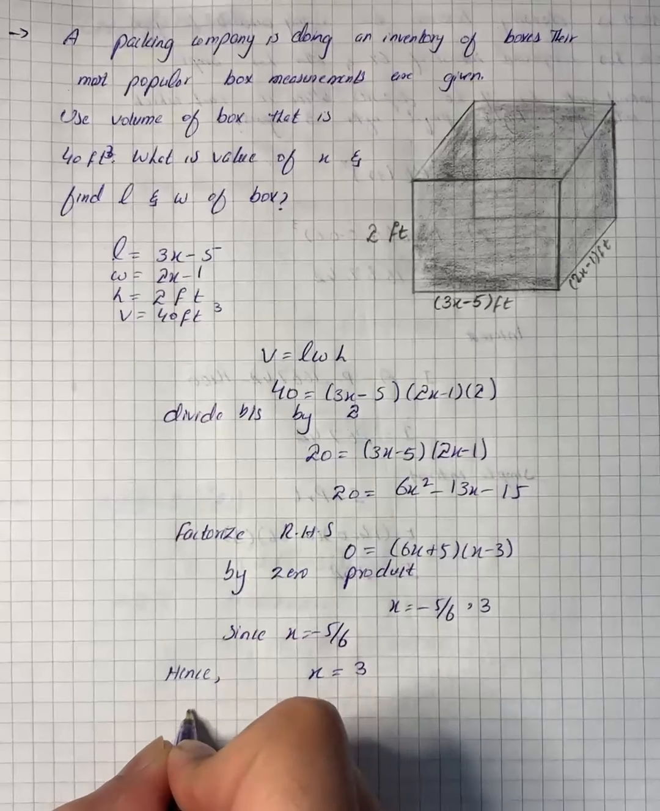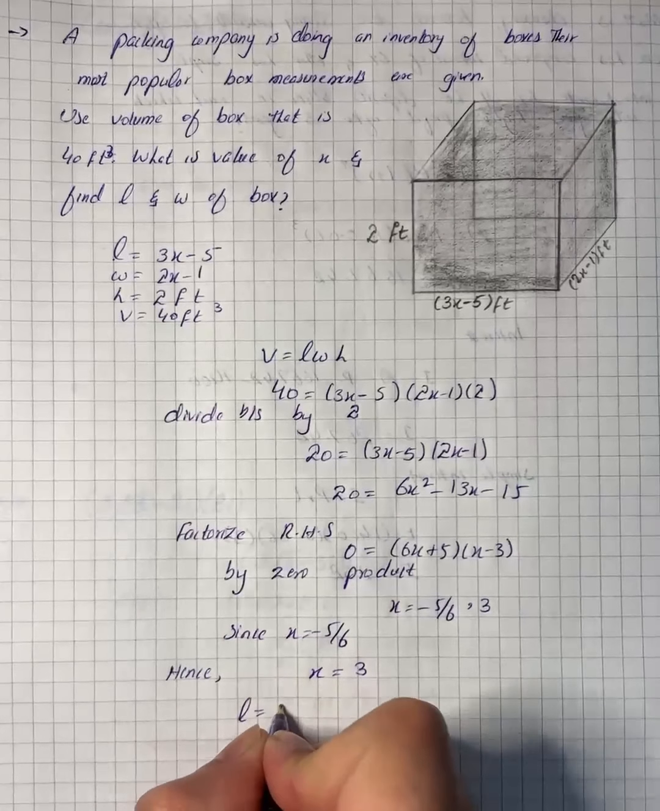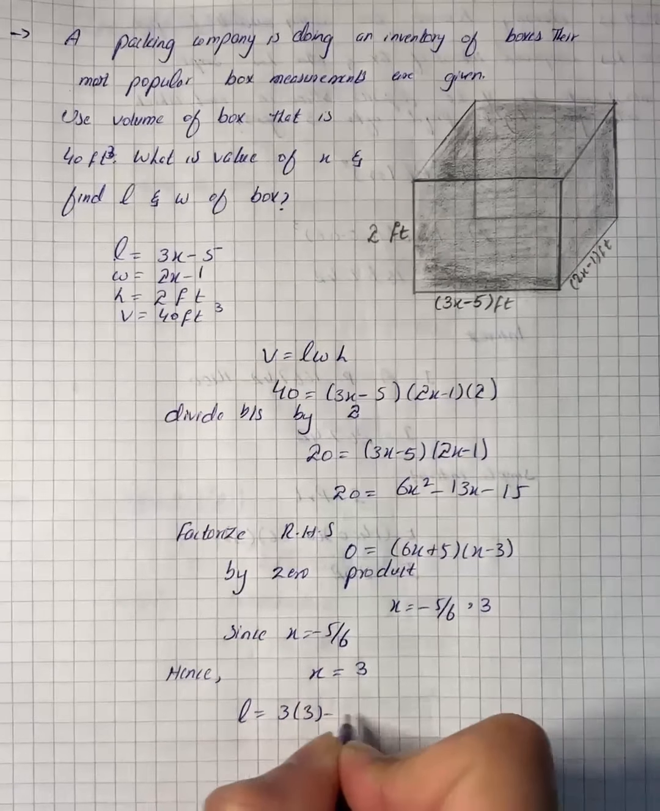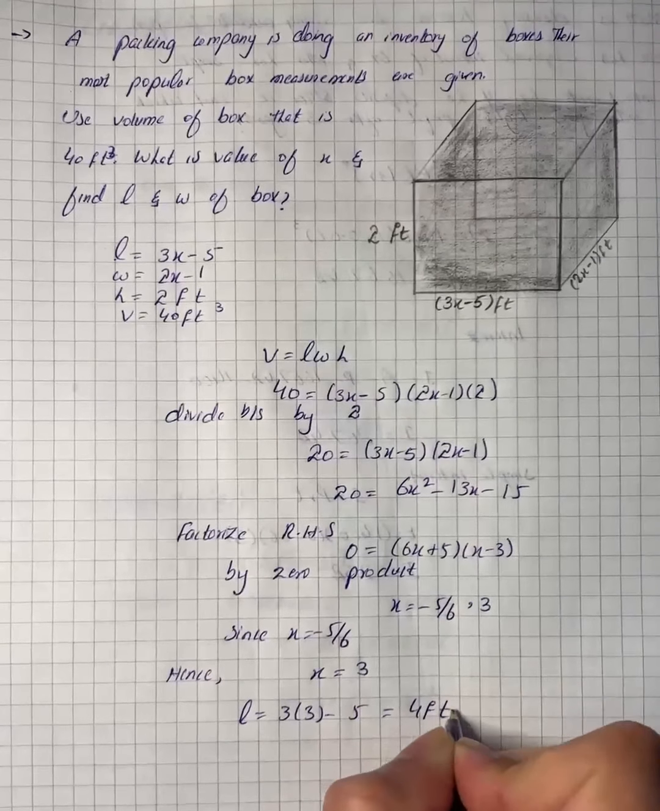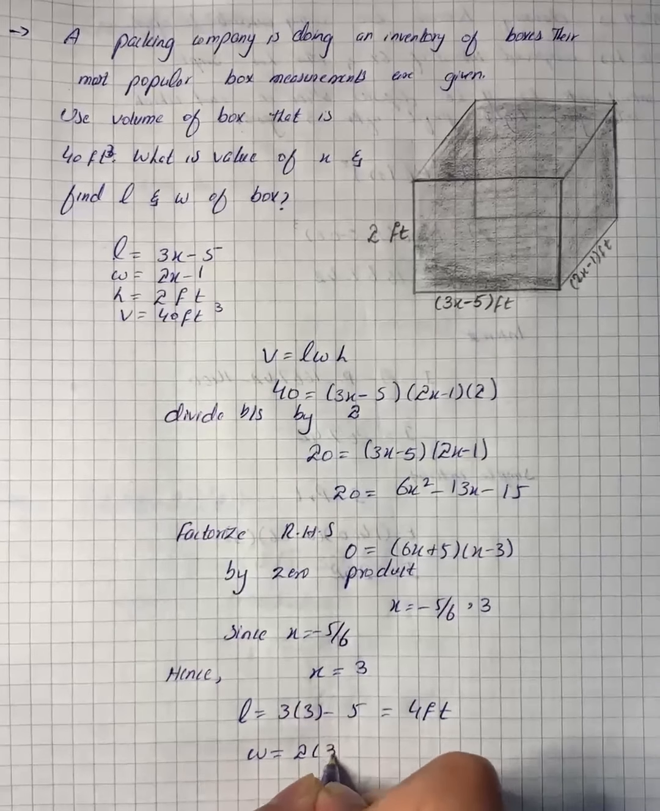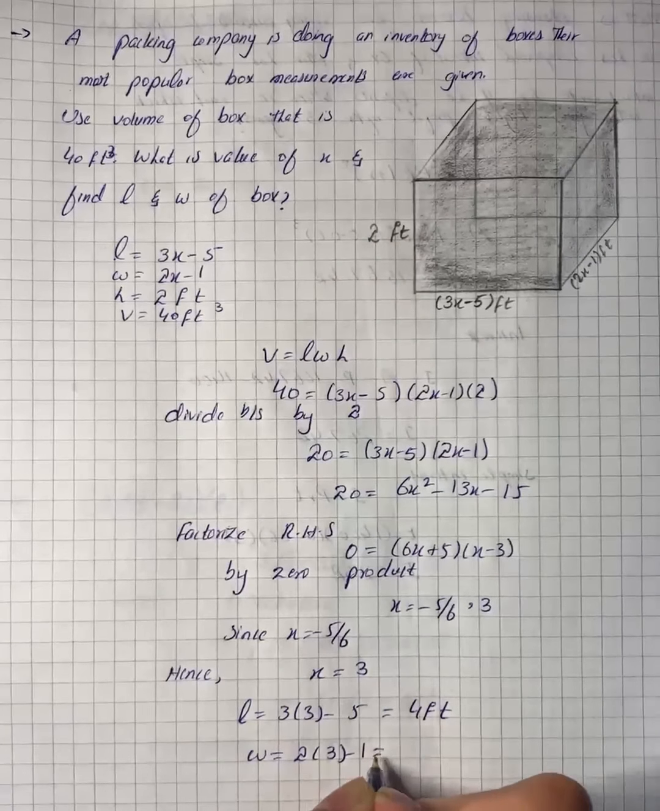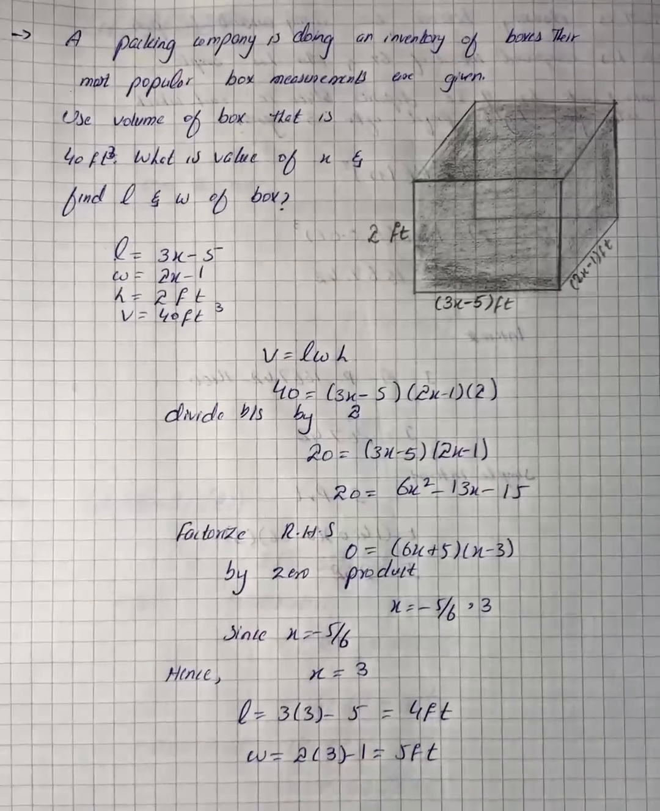Now using the value of x, we can calculate that length is equal to 3 into 3 minus 5, that is 4 feet, and width is equal to 2 into 3 minus 1, that is equal to 5 feet. So here we have our solution for the given question.